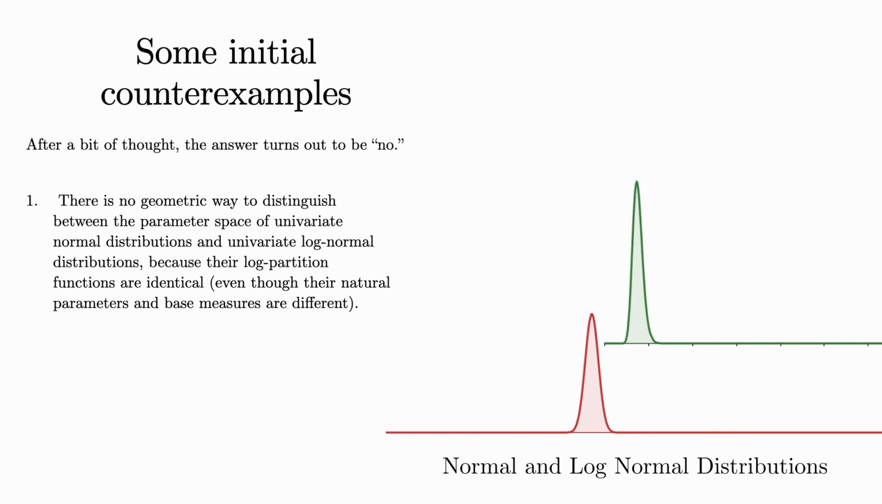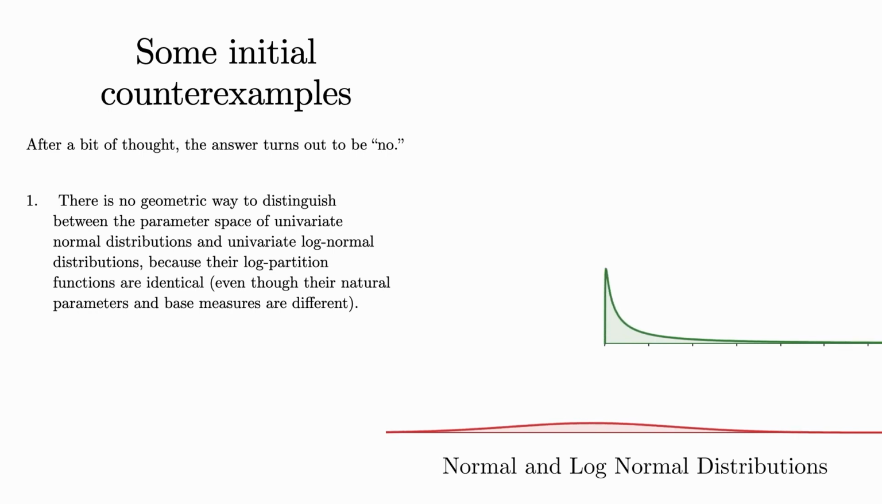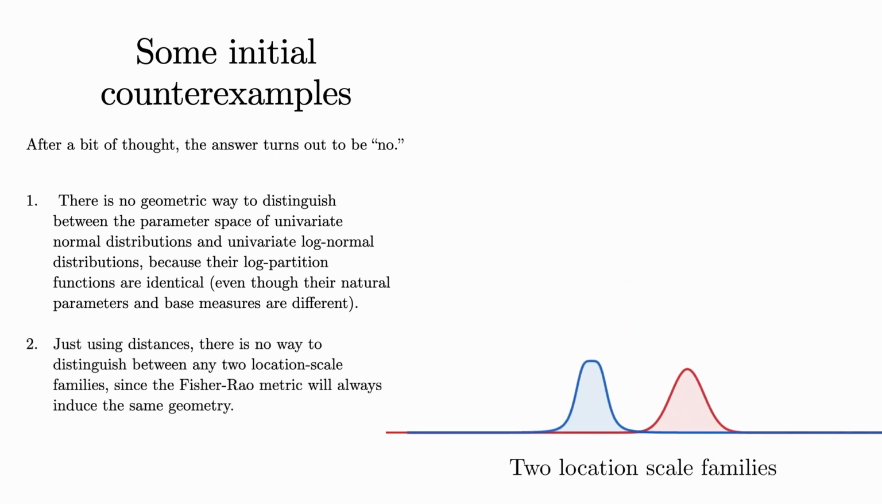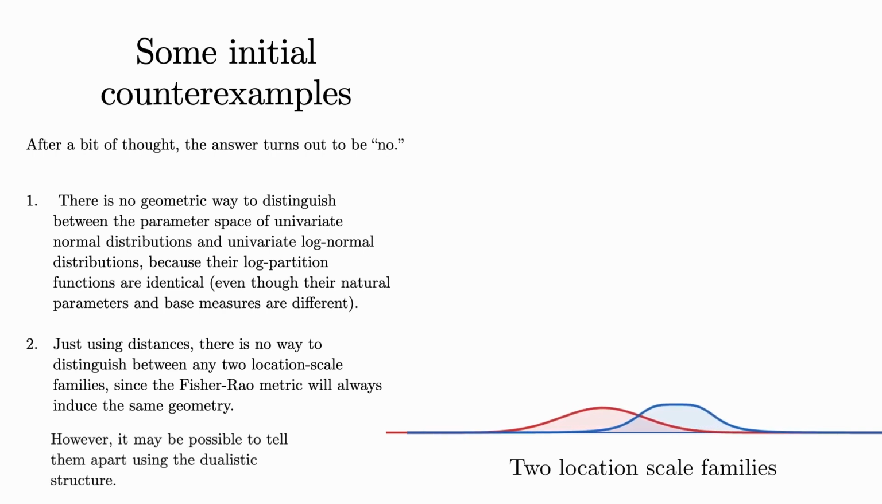For instance, there's no geometric way to distinguish between the parameter space of univariate normal distributions and univariate log normal distributions, because their log partition functions are identical, even though their natural parameters and base measures are different. And just using distances, there's no way to distinguish between any two location scale families, since the Fisher-Rao metric will always induce the same geometry. However, it can be possible to tell them apart if you use the higher order dualistic structure.